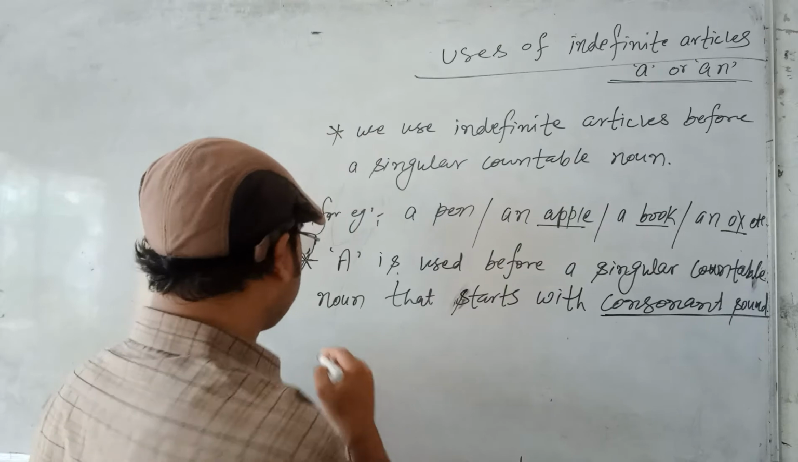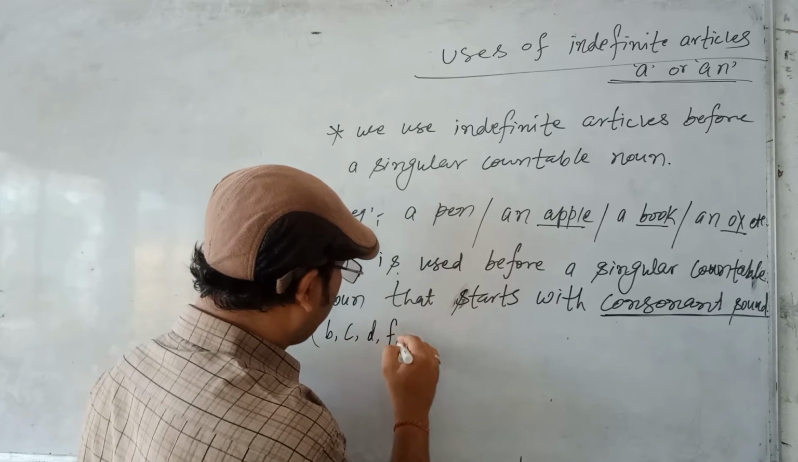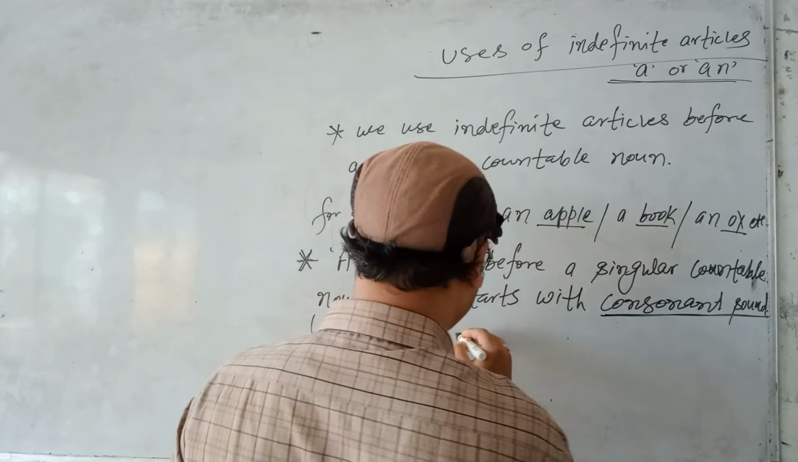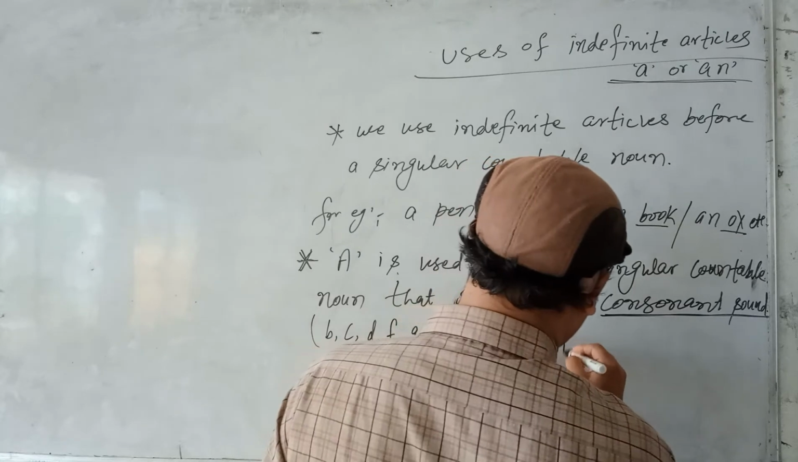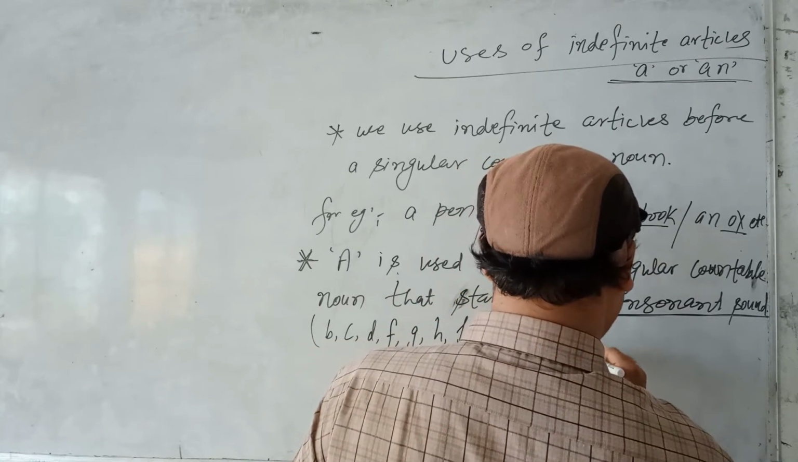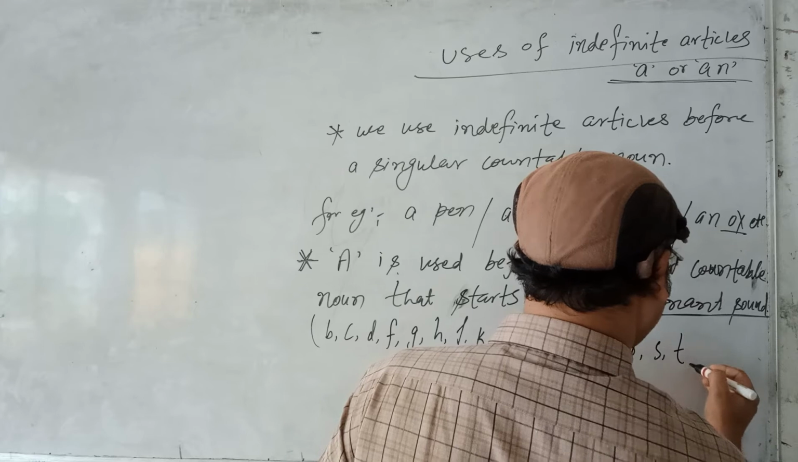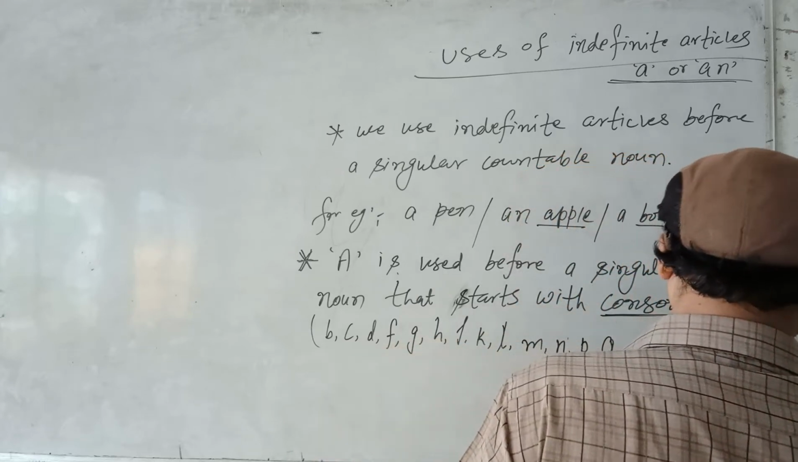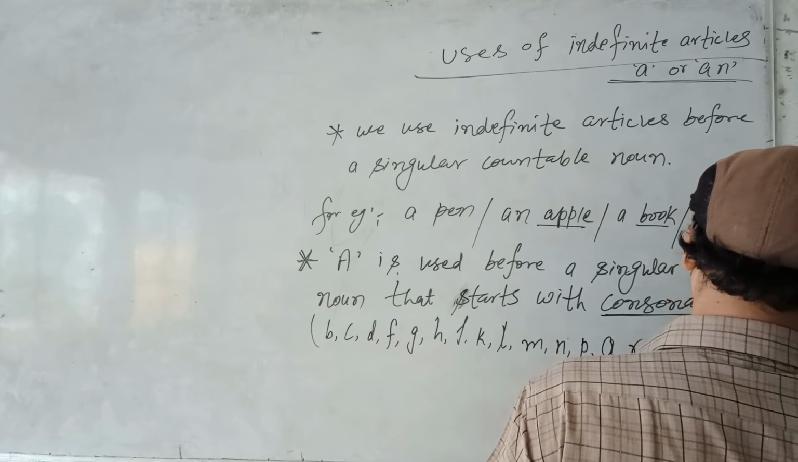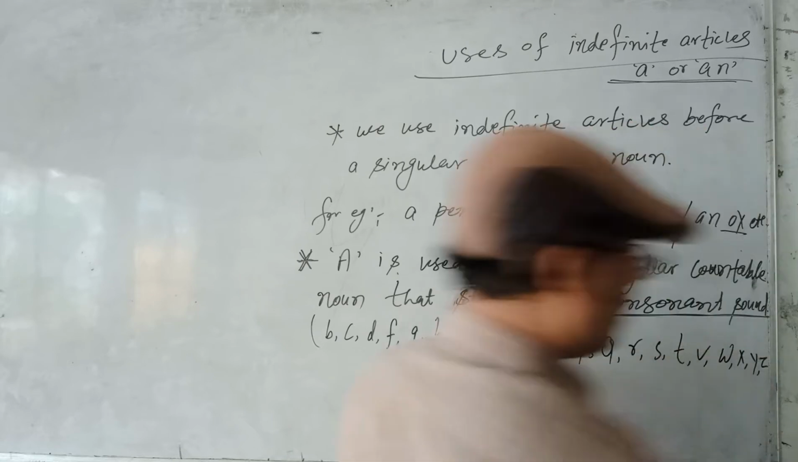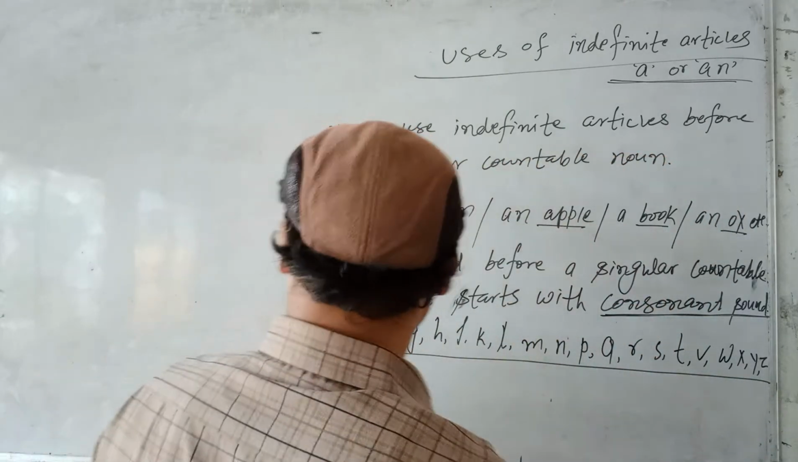Consonant sounds are like B, C, D, F, G, H, J, K, L, M, N, P, Q, R, S, T, V, W, X, Y, Z. Students, these are consonants.